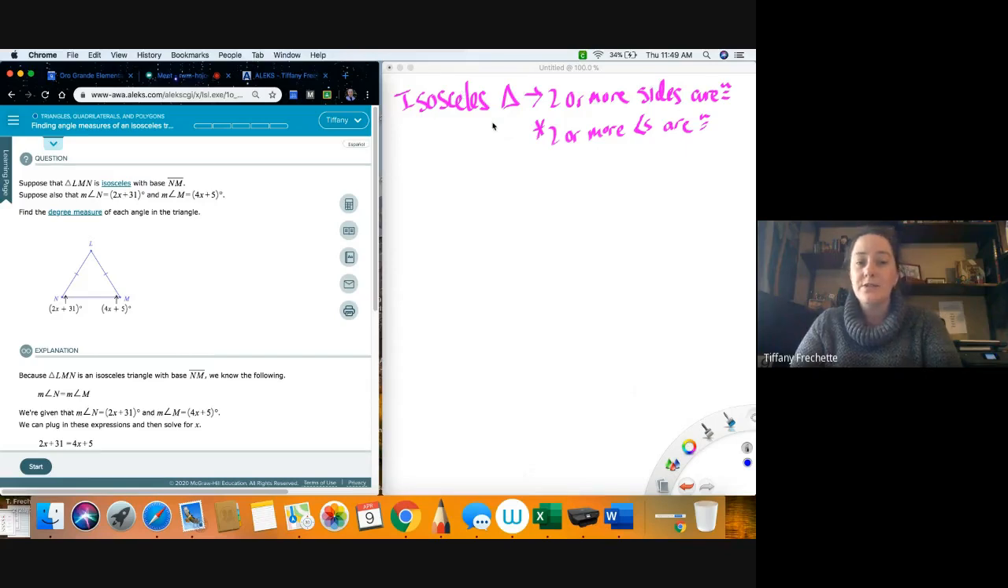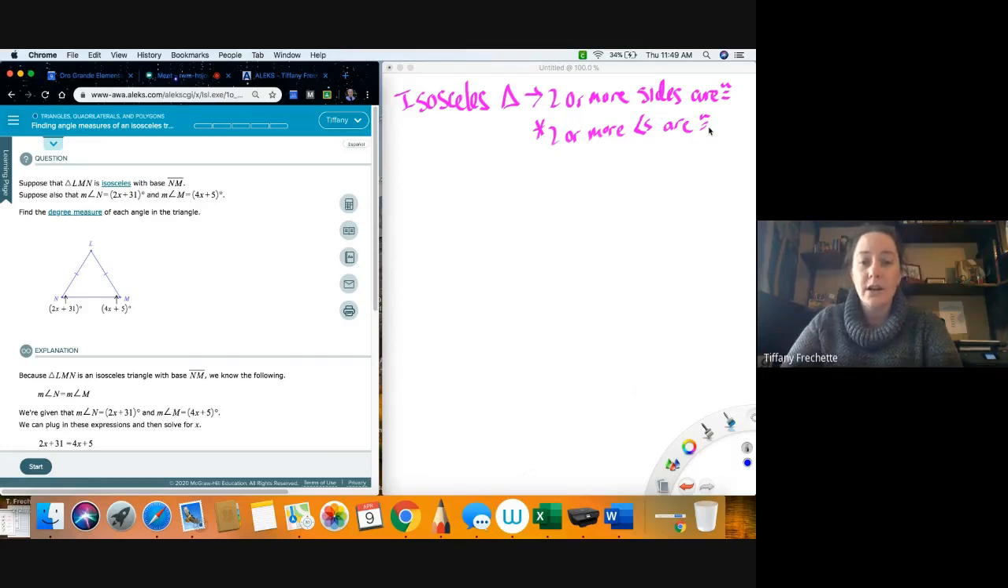So the first thing is just to define isosceles triangle. An isosceles triangle has two or more sides that are congruent. And I just use symbols here, so triangle instead of the word triangle. And the sub-property of that is also two or more angles are congruent.